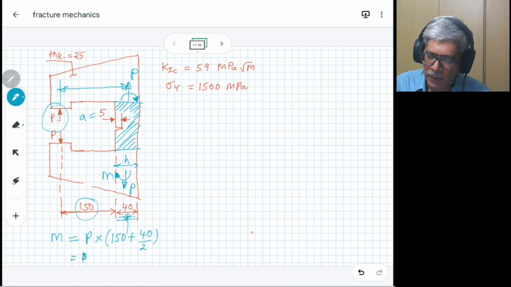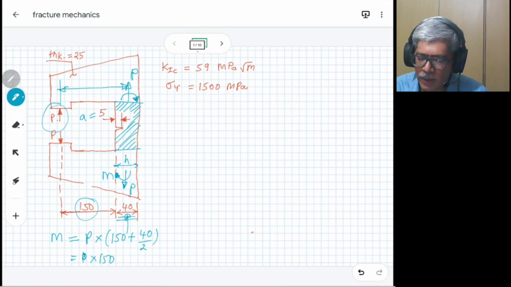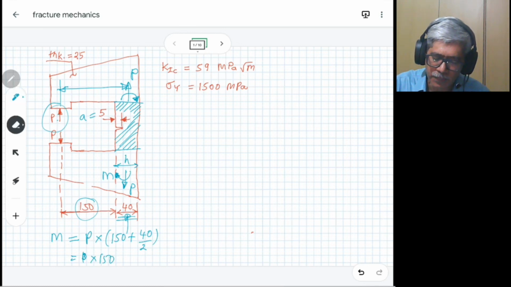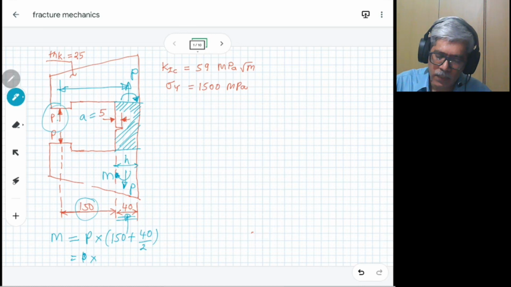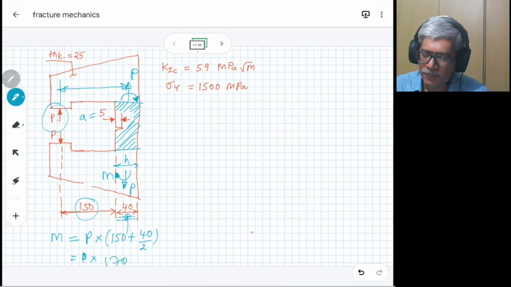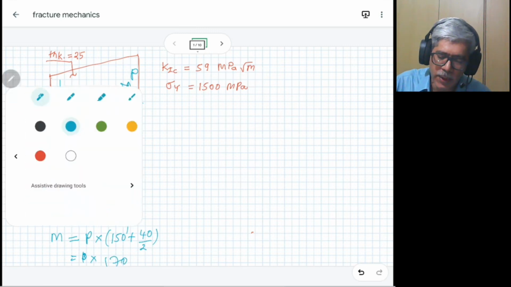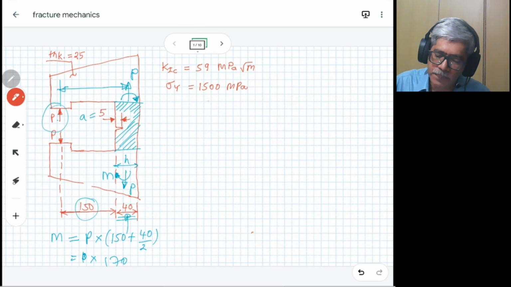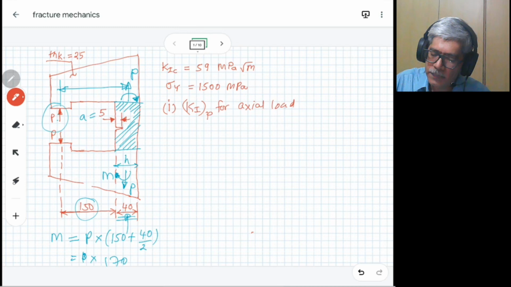So it will be P multiplied by 150 plus 20, that is 170 Newton millimeter. So P multiplied by 170 Newton millimeter would be the moment which we will be considering. So let's proceed with the calculation. First we will analyze K1 for axial load, so that is K1P. So we'll determine this first.